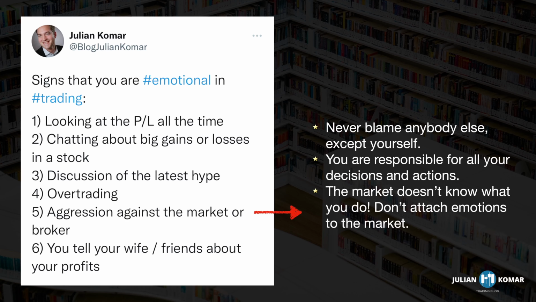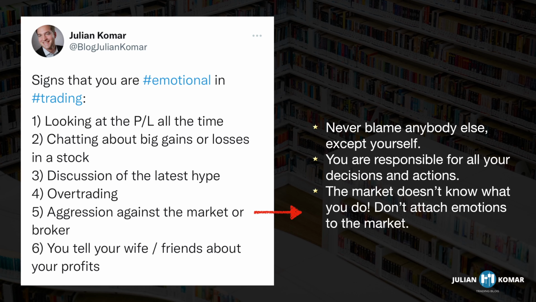And I wrote down here a point: the market doesn't know what you do, and the market also doesn't know that you exist. So don't attach emotions to the market. That is also important. When you think about the market, okay, the market hurt me today, and the market is bad or something is good or whatever, you start to attach emotion and words related to emotions to something like the market, the broker, or whatever. This is something you want to avoid. You don't want to give the market or the broker any emotional attachment. They are tools which are there and nothing else.